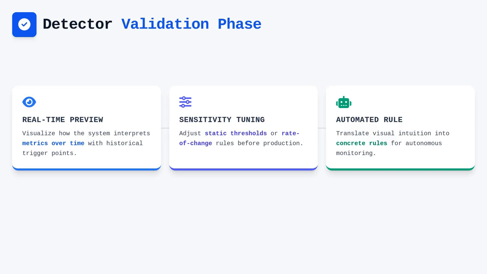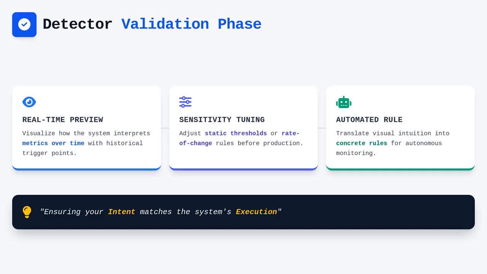This step-by-step validation allows you to see how your conditions, such as a static threshold or a more complex rate of change, respond to the actual data volume. It is essentially translating your visual intuition into concrete rules that the system can reliably monitor on your behalf without human intervention.